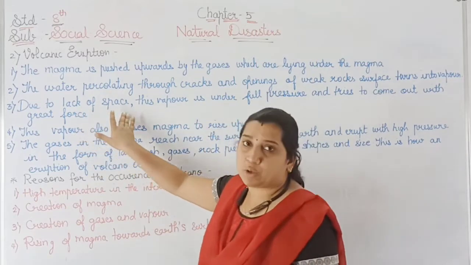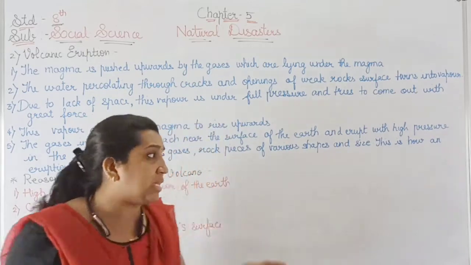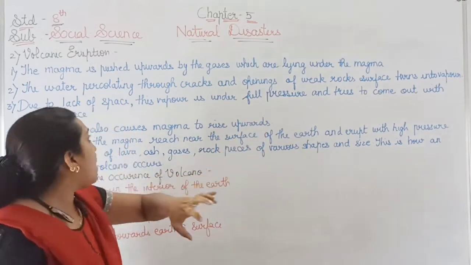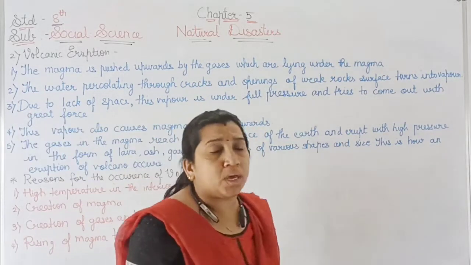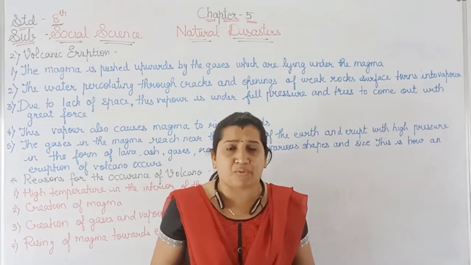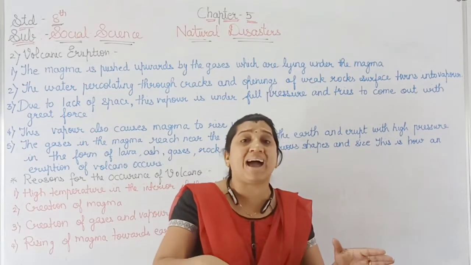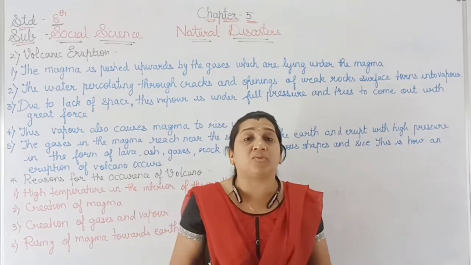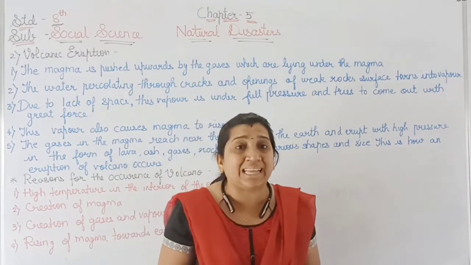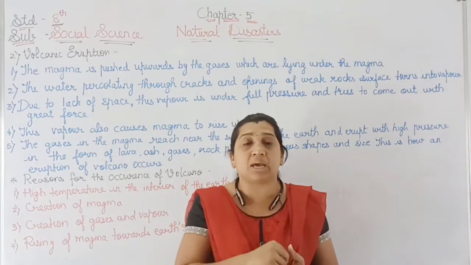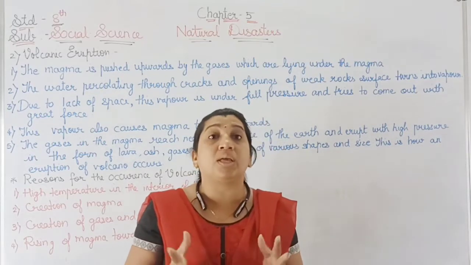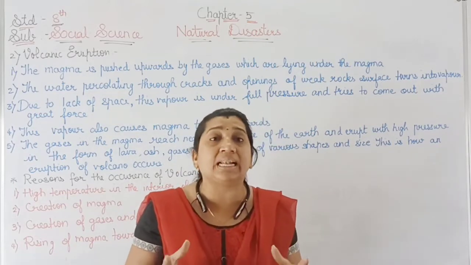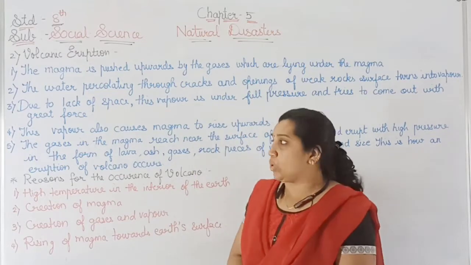Then, due to the lack of space, as there is less space, this vapor is under full pressure and tries to come out with great force. Here the upper portion of the land surface area is less compared to the lower portion, which has a wide surface area. Magma or water vapor is being pushed out by the gases from the interior portion of the earth, and because of that, whenever a volcanic eruption takes place, it creates great damage to the environment and the surroundings.